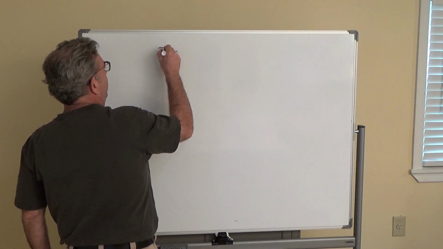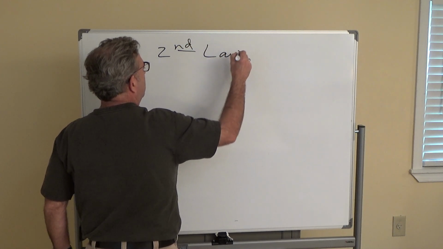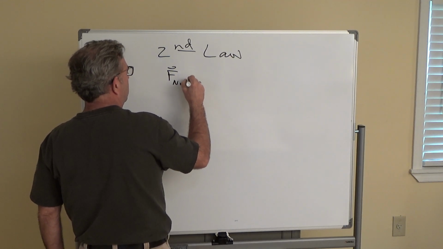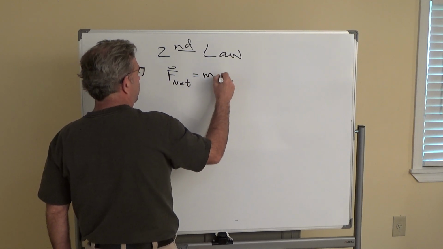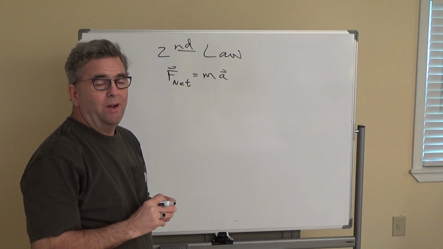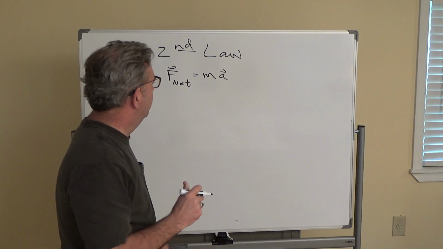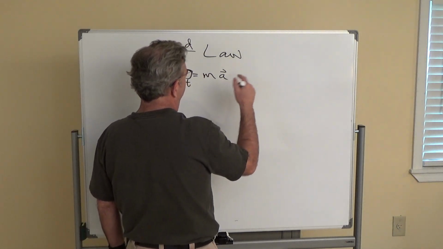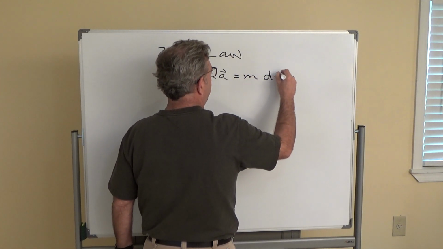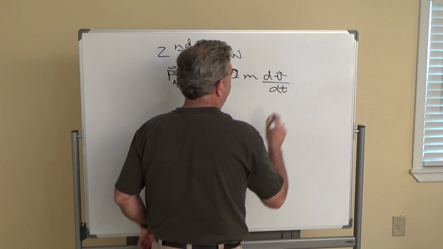Recall from the second law that F net equals ma. Newton did not write it this way, okay? He wrote it differently because we know that the acceleration is the time derivative of the velocity, right?